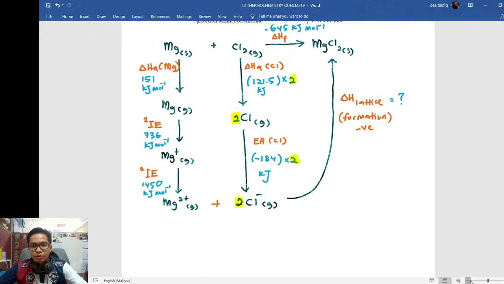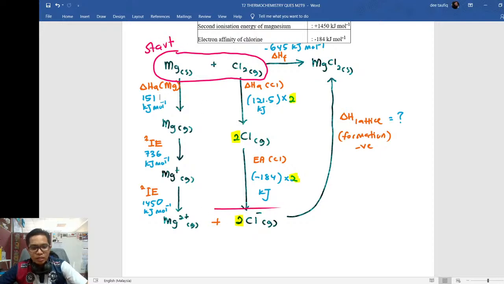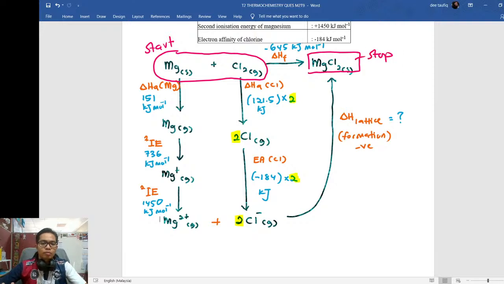Okay. So, saya kecilkan balik kat situ. Again, based on this cycle, we should start at here. This is our starting point. And then dia akan stop kat sini. Bukan, salah. Stop mana? Atas. So, by this structure, delta Hf is equal to the rest of enthalpy.